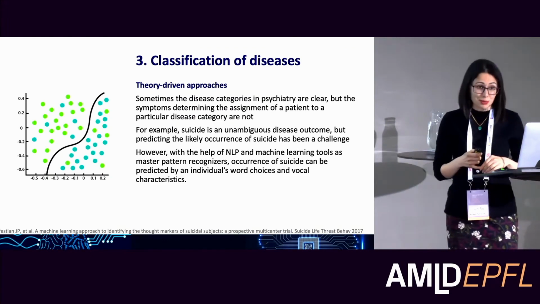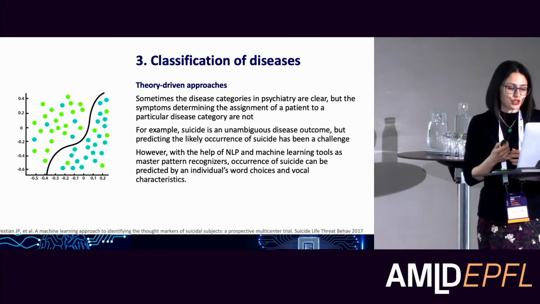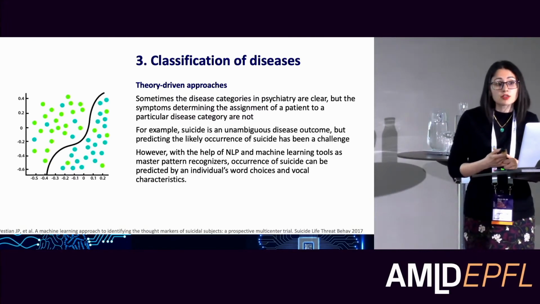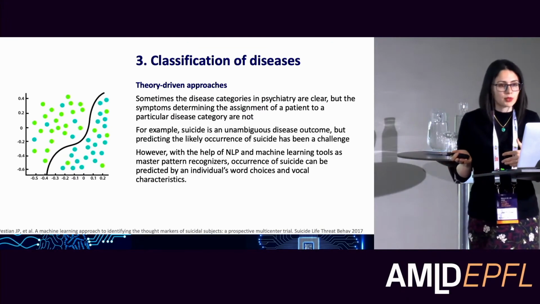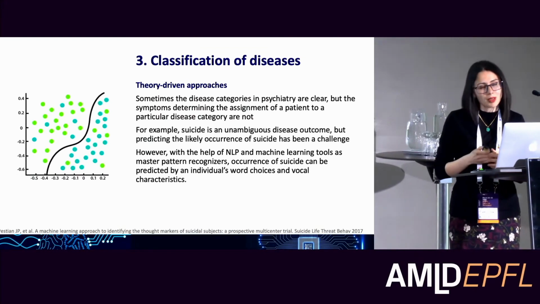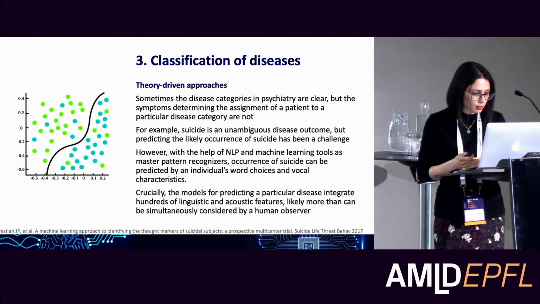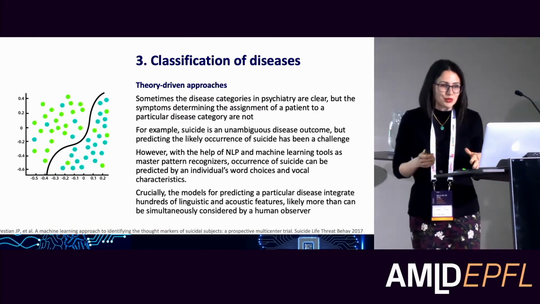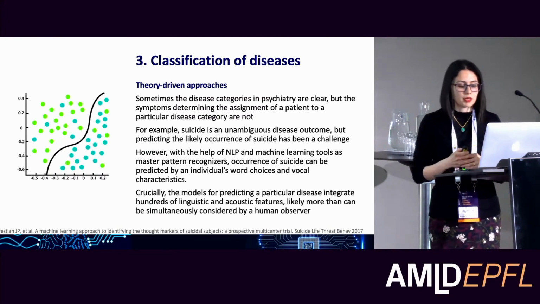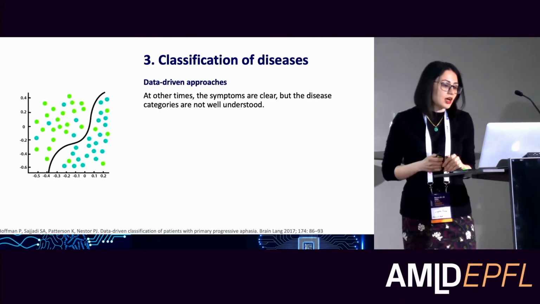There has been some promising research showing that using a combination of up to 100 linguistic features and vocal characteristics of an individual, most of them having gone to the ER and their language being analyzed, it shows with about 80% accuracy they can predict who will commit suicide. And again, the number of these features is beyond what a clinician can do or extract from a patient's language. We also have data-driven approaches.